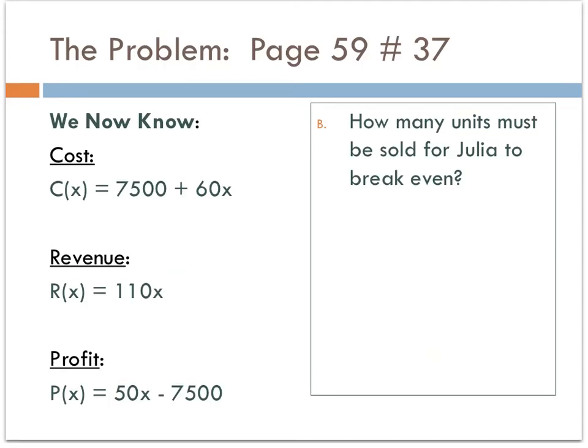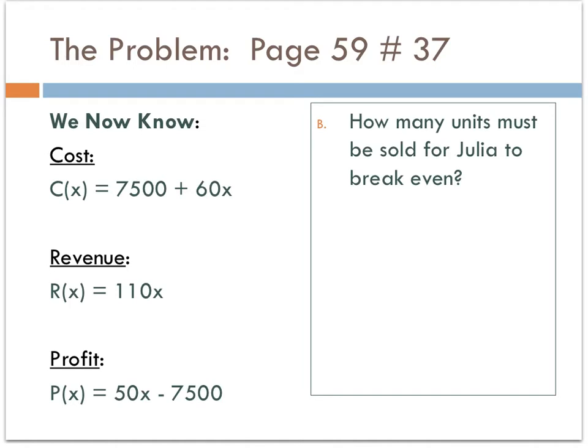Once you've written all of your functions, we want to use that information to get to some important parts of business. People want to know how many units must be sold in order to break even, which we've already seen from the graph, but we don't even really have to graph it to find out that information. We can figure it out algebraically, which is really cool. So let's see how to do that. We have two options. We can either use our profit function or we can use the cost and revenue functions, and I'm going to show you both ways. Okay, so how many units must be sold in order to break even?